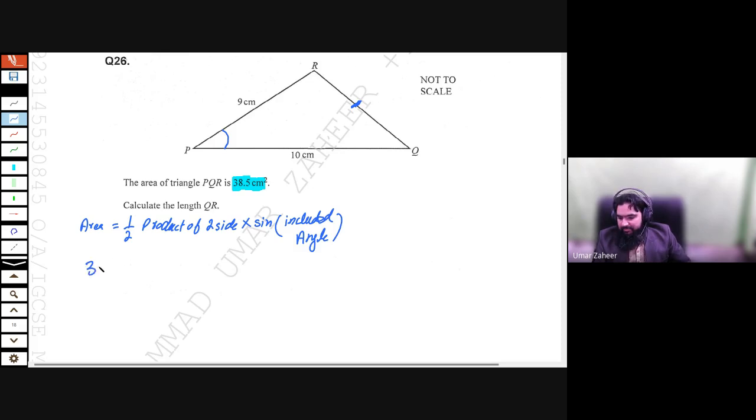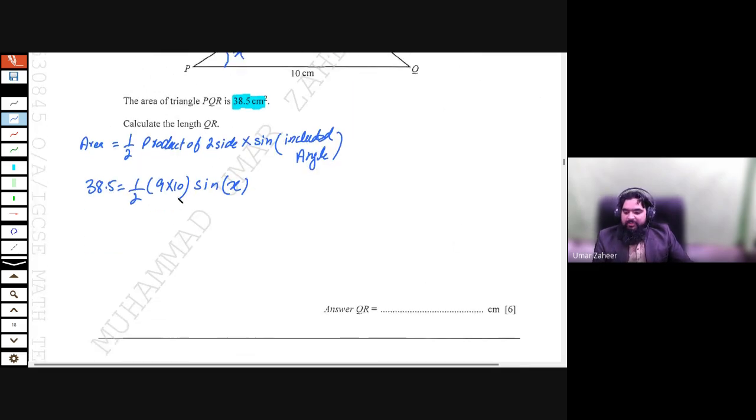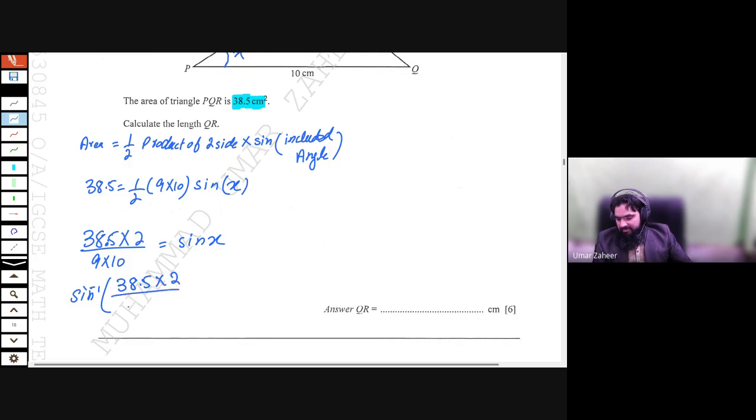So area is 38.5. 1 by 2 product of two sides, 9 multiplied by 10, into sine of their included angle. Let's say it is x. Now we have to find the angle. 2 is dividing, on the other side it will be multiply. 9 multiplied by 10 is multiplying, it will be divide, is equal to sine x. Now it is sine here. On the other side it will be sine inverse of 38.5 multiplied by 2 divided by 9 multiplied by 10. You will get x.